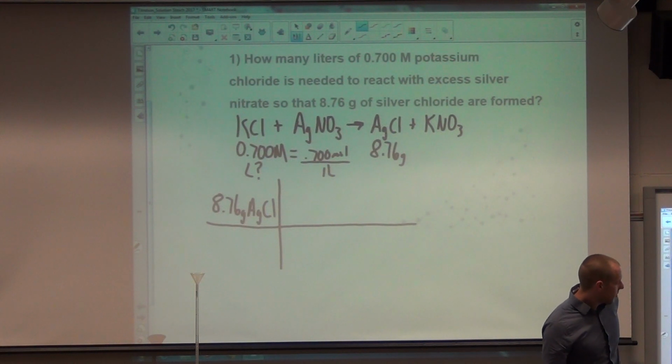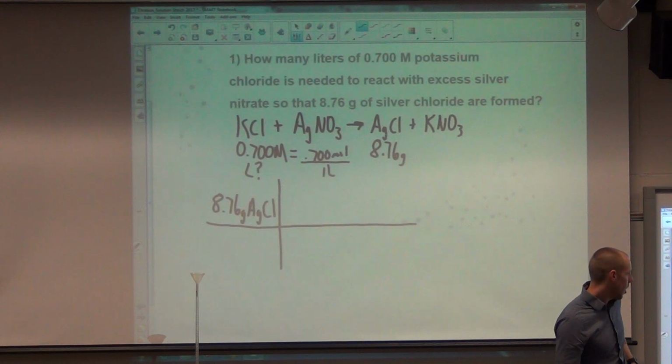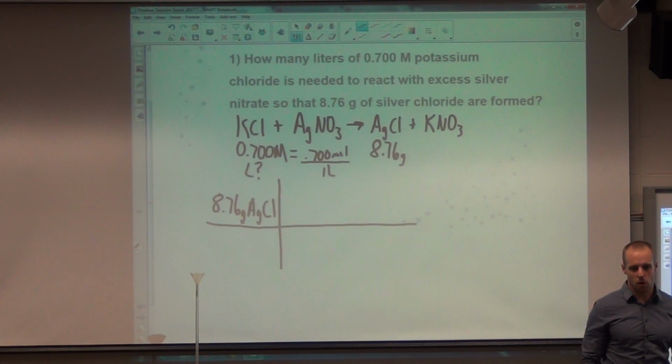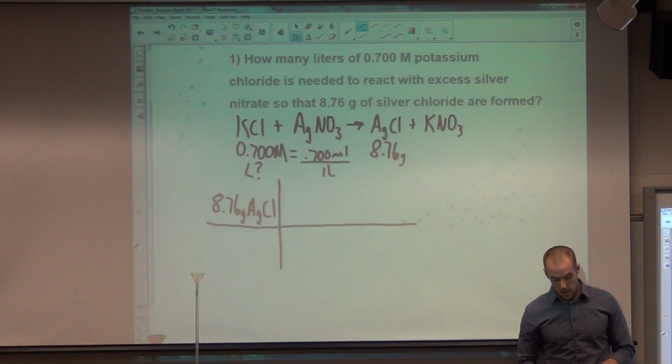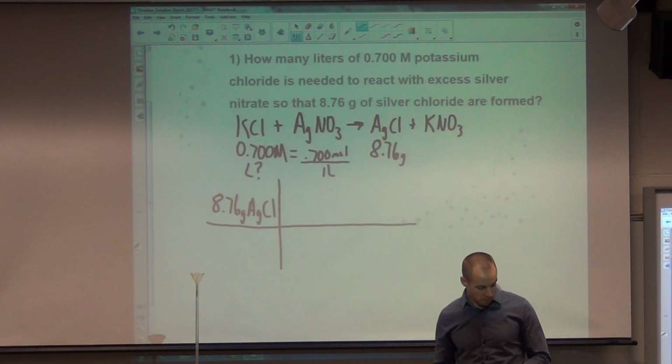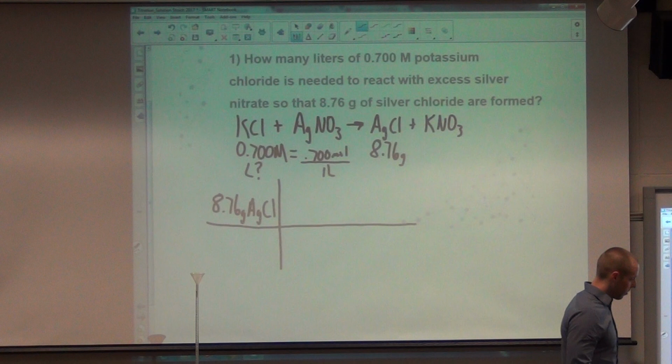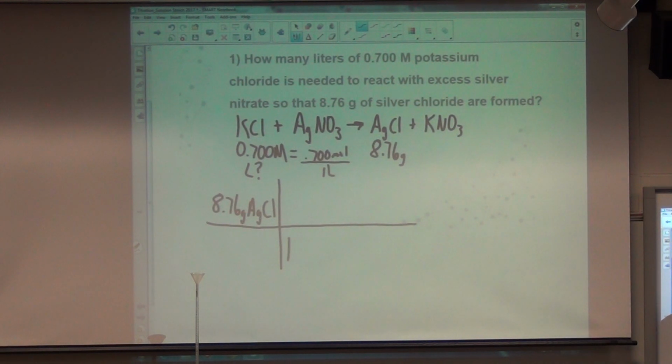Okay, first step, we need to get to moles of silver chloride so we can go from moles of silver chloride to moles of potassium chloride. So, we're going to need to divide by the molar mass of silver chloride. If we add it up and look on the periodic table, it's going to be 143.32 grams. And that's in 1 mole.